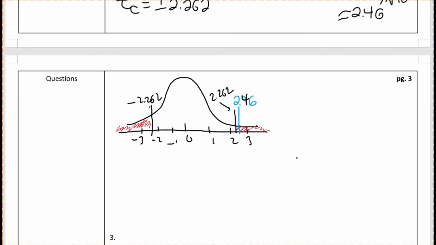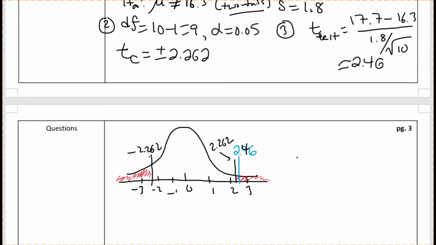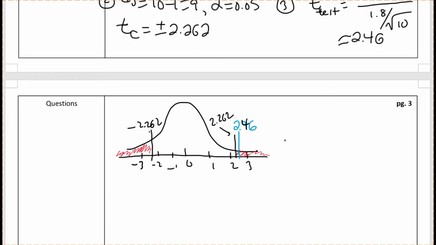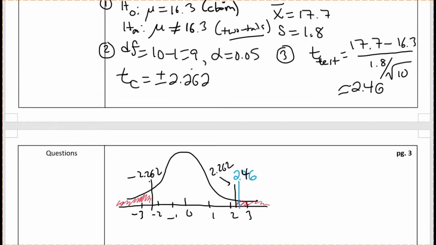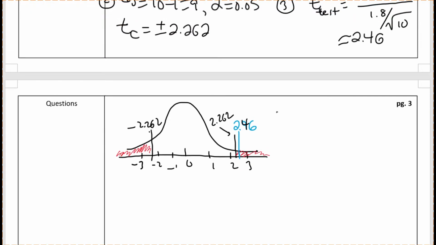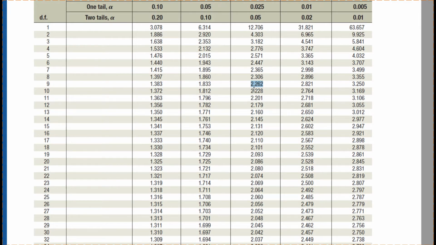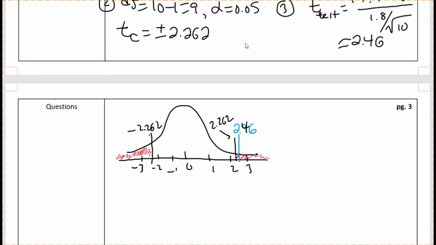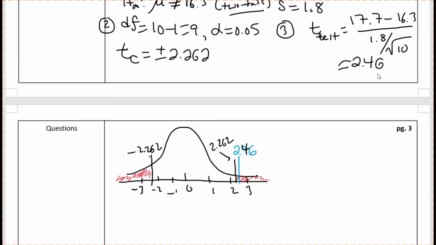Before we do that though, I want to go ahead and calculate the p-value while we're at it. That way we can kill two birds with one stone, so then we'll have both methods in one fell swoop. So we need to calculate our p-value. To do our p-value, remember we need our degrees of freedom, which is 9, and we want to get as close to, I'm sorry, not 2.262, we want our test value, 2.46, as possible.